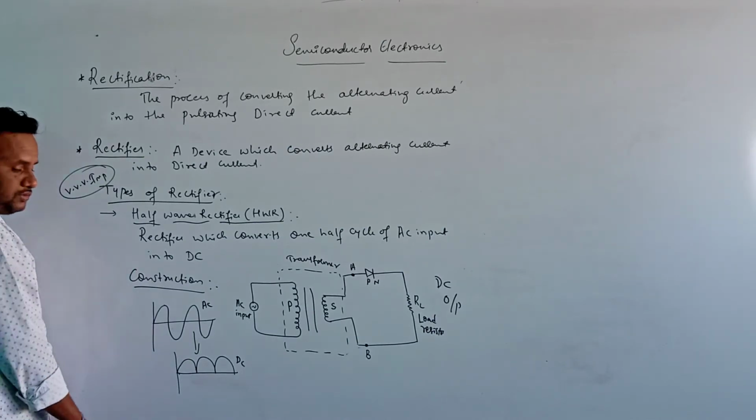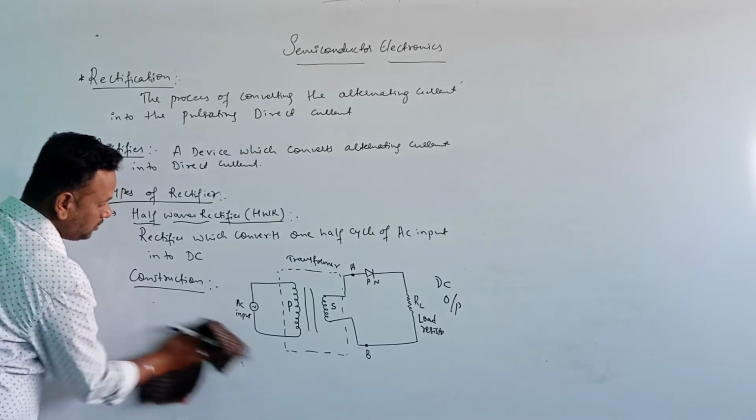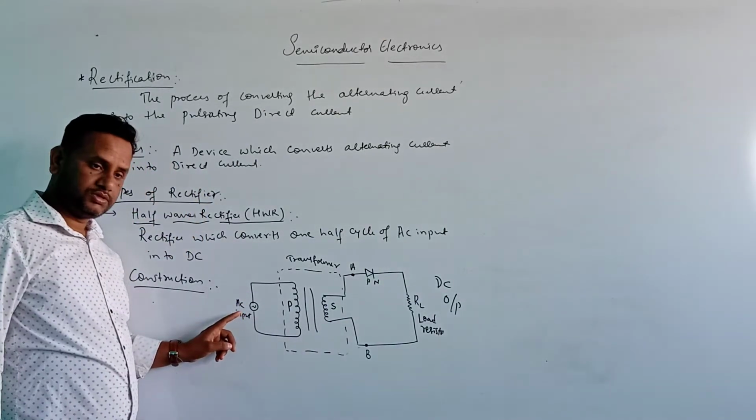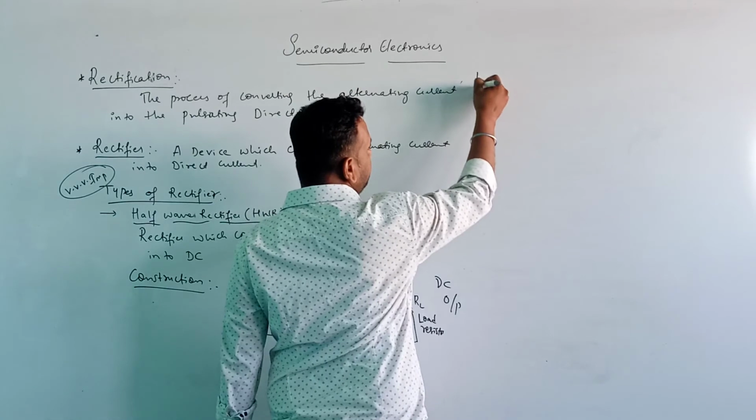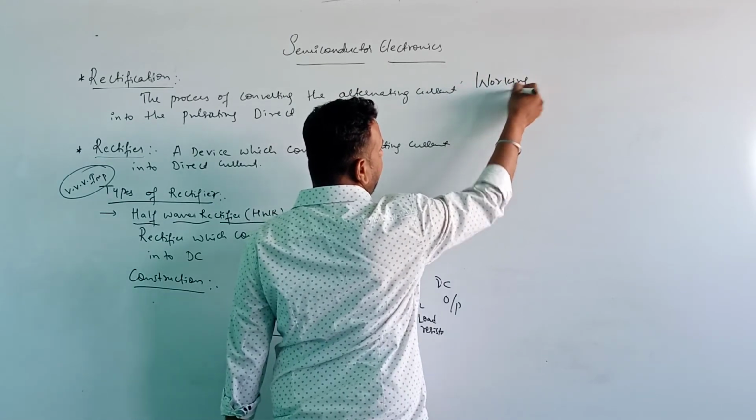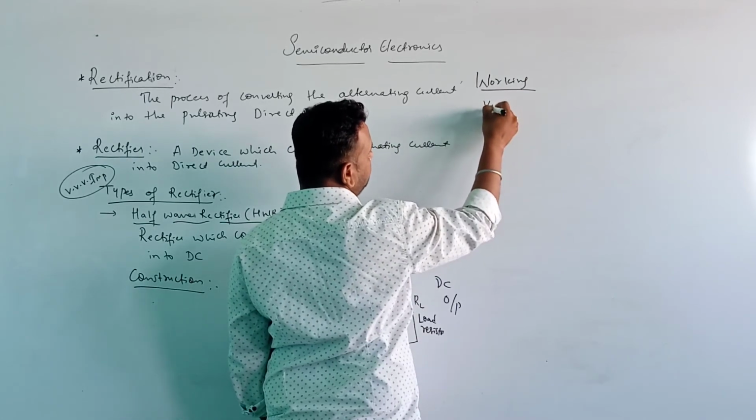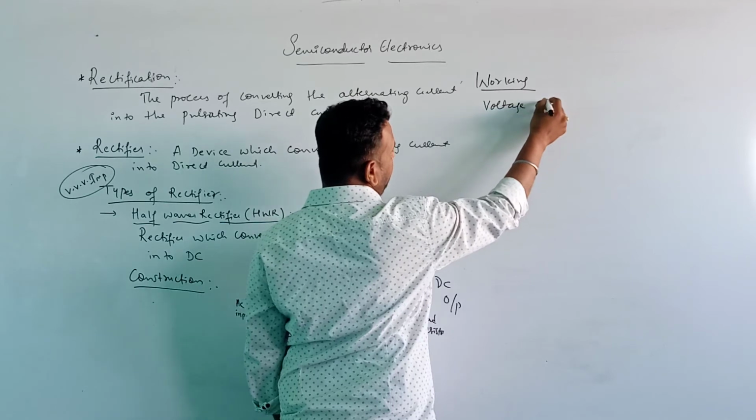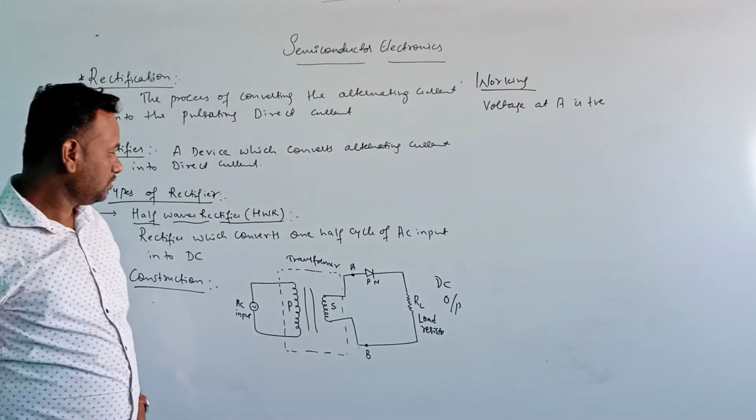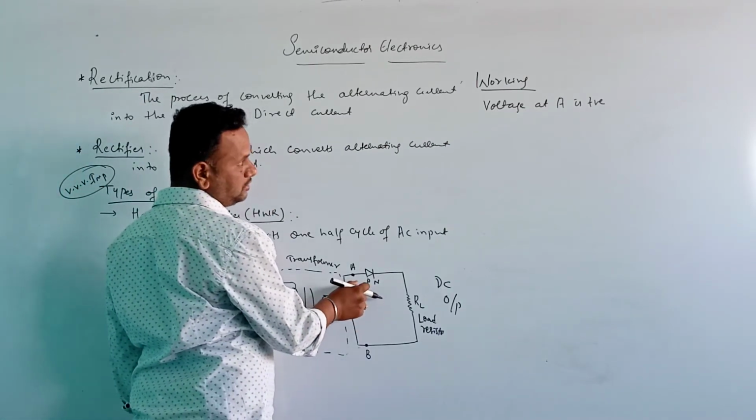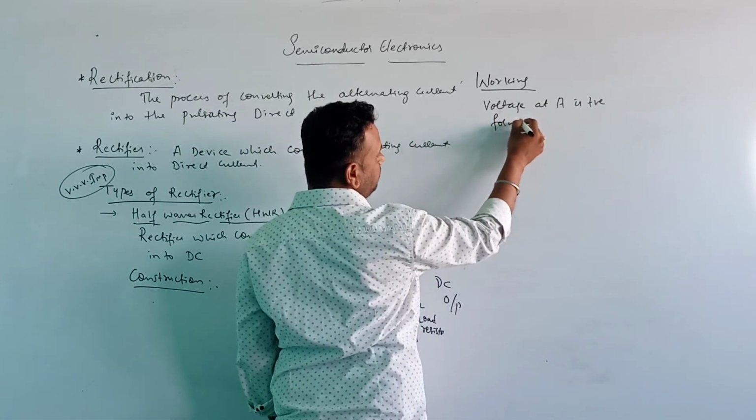Okay. So now I'll explain how it works here. Which type of input are we giving here? AC input. Okay. So now this is working. When the voltage at A is positive, okay, voltage at A is positive, then it is forward bias. It is forward bias.